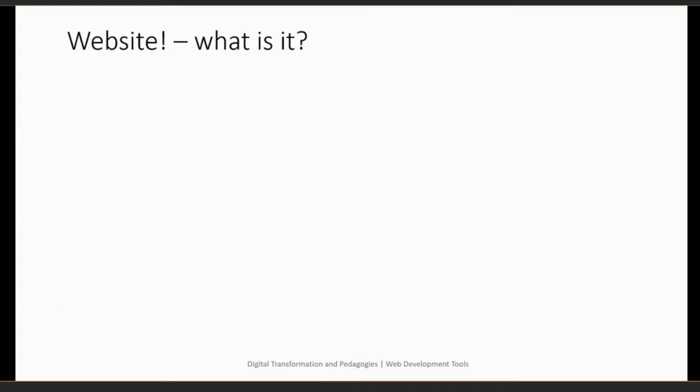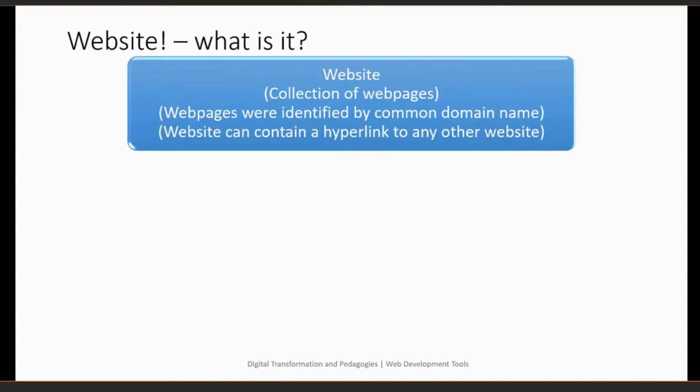Just to get to the very basics of it, what is a website? In a very basic sense, it is a collection of web pages. You can have various different web pages, and they get tagged to one particular website. Now, what do we mean by web pages?